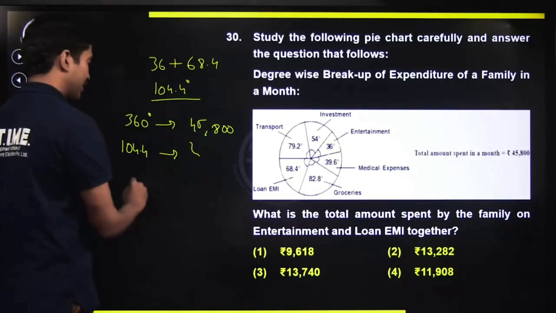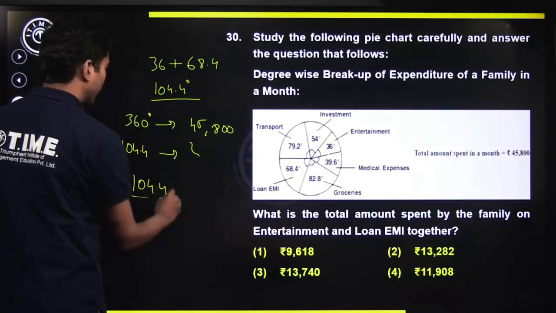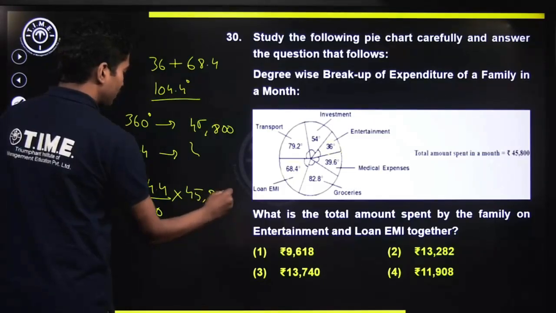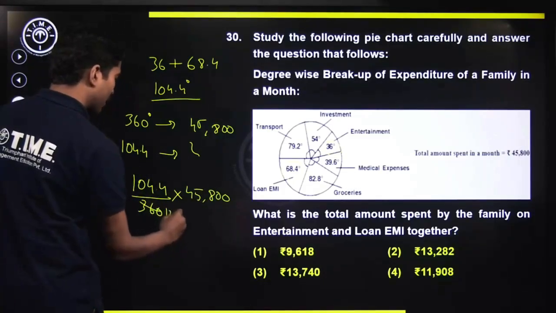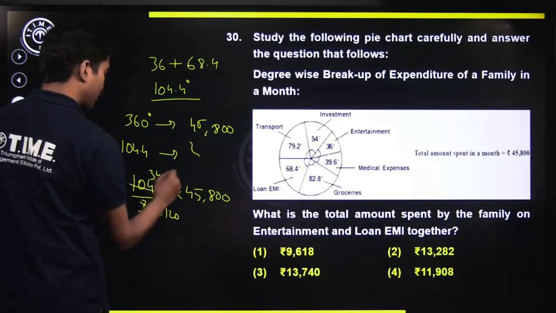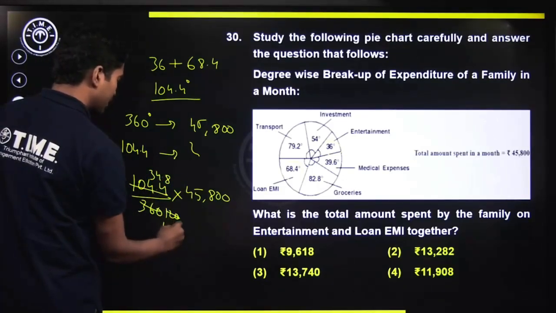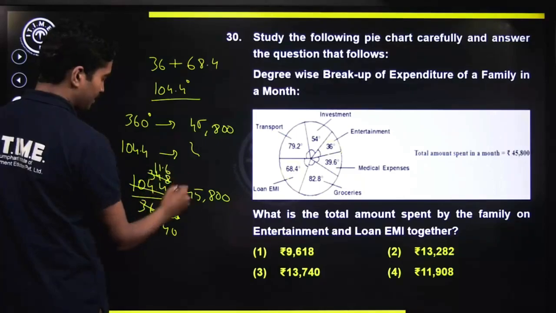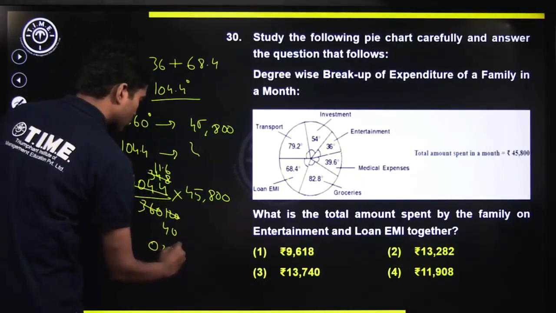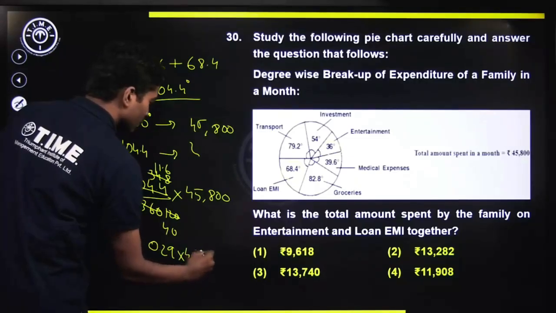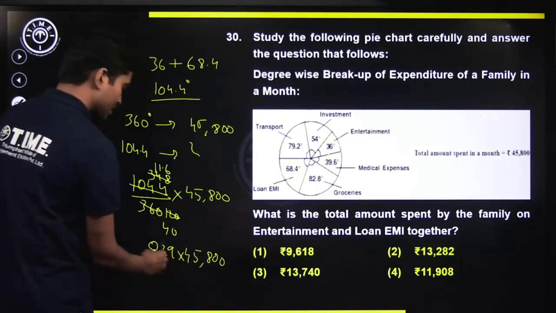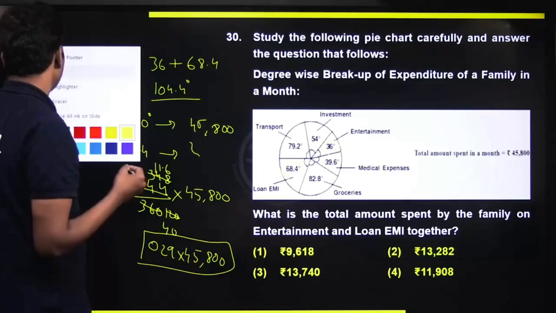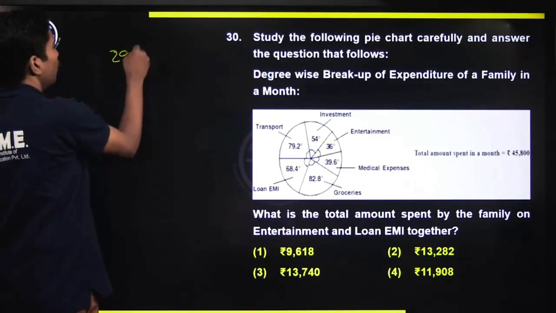That is the question. So I can simply do 104.4 by 360 into 45,800, right? What does it give us? 3 120s, 3 34.8, right? 3 40s, 3 11.6, 40 2s are 80, 36 2.9. So I have 0.29 into 45,800, right? So this is, I can say 29% of 45,800, right?